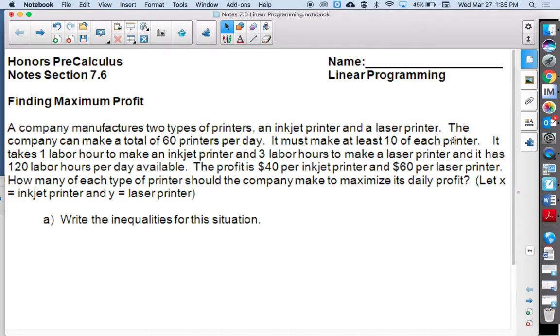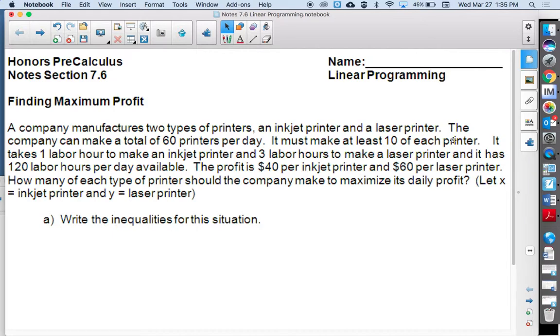word problem. It's called linear programming, but essentially we're going to create the inequalities, graph the inequalities, and then see if we can analyze that information to find an objective quantity. What's the goal of the question they're asking? See if you can read through. This one says finding maximum profit. So that's our goal. What's the max profit? How can we make the most amount of money? But read through the information. Try and write a system of inequalities for the information that's given.